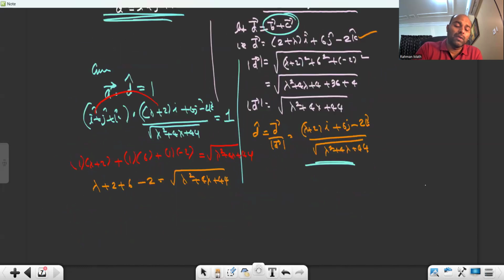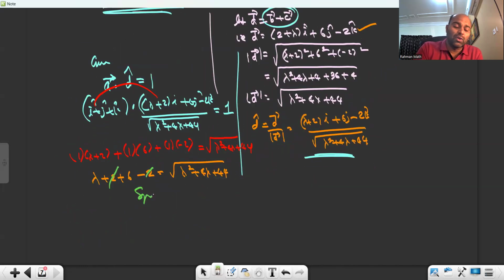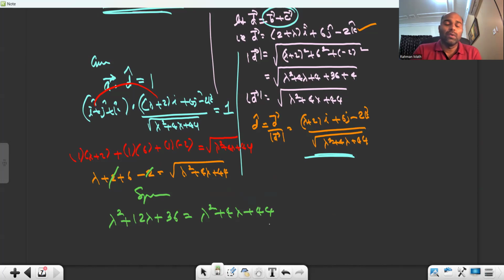You can simplify, squaring both sides, the 2 cancel. When you're squaring, lambda plus 6 whole square is lambda square plus 12 lambda plus 36. Right side, what happened? Lambda square plus 4 lambda plus 44. So I squared it.